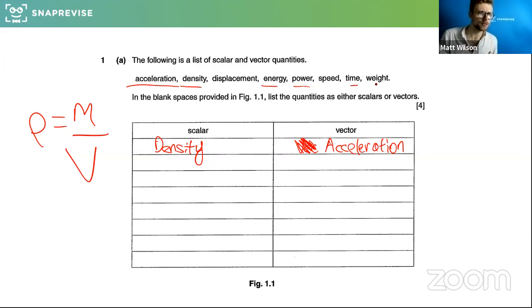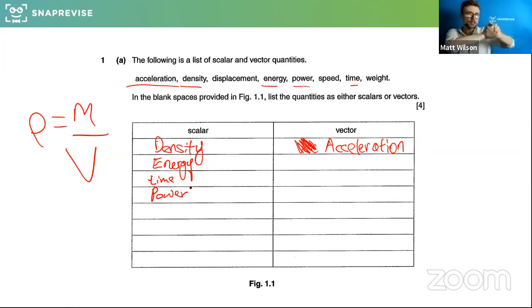So I think the hardest one to think about here is maybe time. You sometimes imagine time having a direction, but it's just a number. So it's just a scalar. Energy is just a number. Power is energy over time. Okay, so we get a load for free here: energy, time, power. We're really stacking up on the scalars.